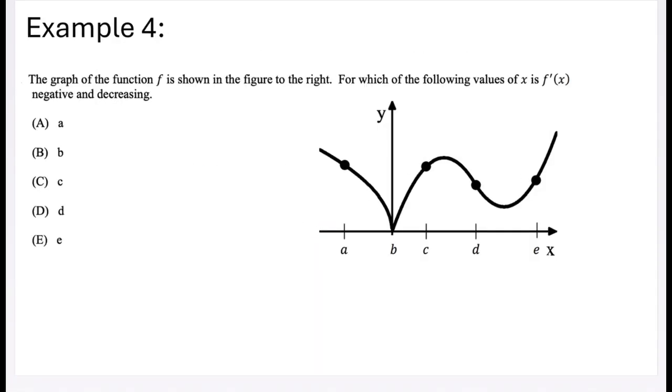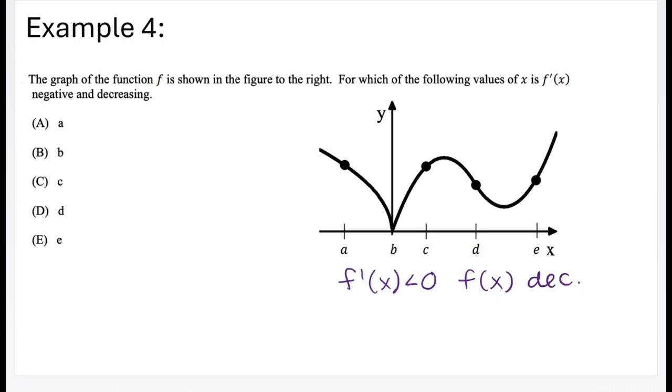All right, so let's go ahead and look at example 4. The graph of the function f is shown in the figure to the right. For which of the following values of x is f prime of x negative and decreasing? All right, so let's think about what that means. F prime of x is going to be negative when f of x is decreasing.